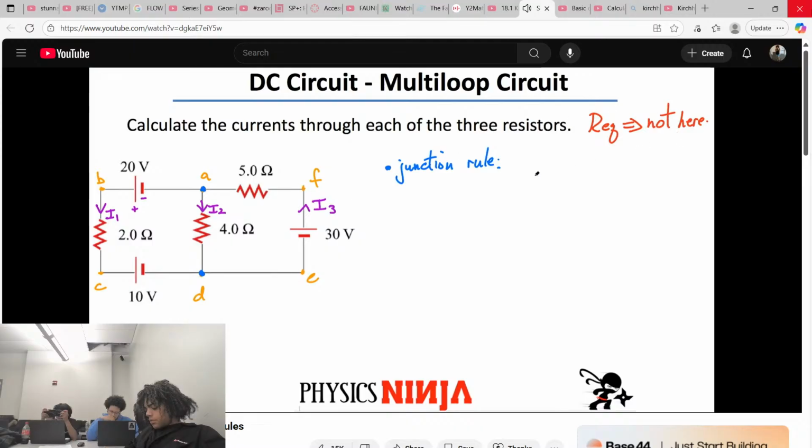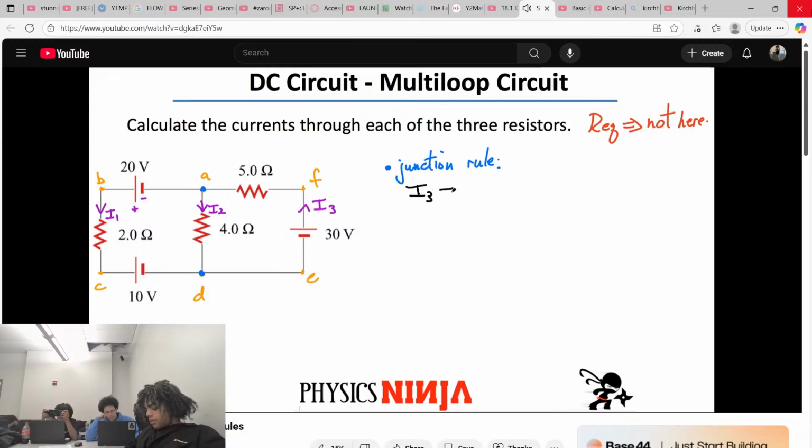So the first thing we're going to do is write a junction rule. We're going to write a junction rule at junction A. So at junction A, the junction rule says whatever flows in, let's see what goes in. Well, I1's going this way, I2's going down here, and it's I3 that goes into the junction.